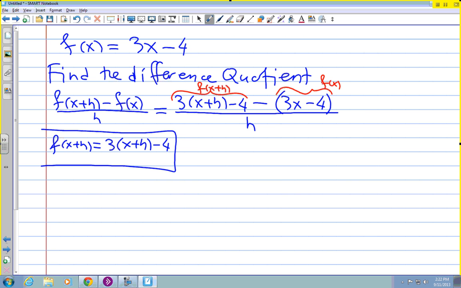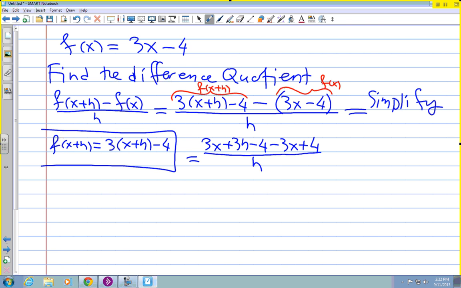So this is the setup. You have three parts: f of x plus h, minus the original function, divided by little lonely h. Now I'm going to simplify this. The way we simplify this, the rest is simple. You open up the parentheses, and you combine like terms. So you distribute the 3, you distribute the minus.